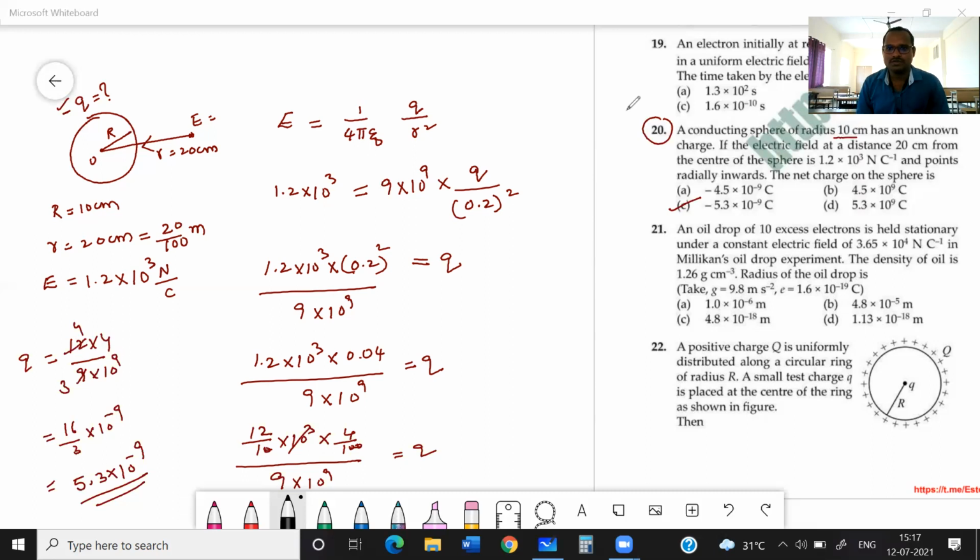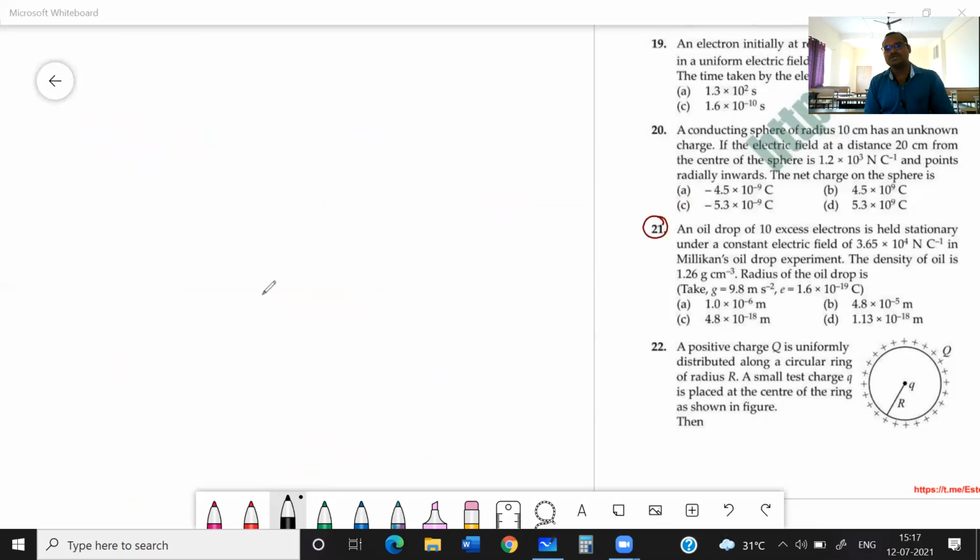Next, let us go to question number 21. See here in this question, they have given that an oil drop of 10 excess electrons is held stationary. This point is important. Under a constant electric field of 3.65 into 10 to the power of 4 Newton per Coulomb in Millikan's oil drop experiment. The density of the oil is given as 1.26 gram per centimeter cube. Radius of the drop is what we need to find. Here they have given to take the value of g as 9.8 meter per second square and the charge of electron as 1.6 into 10 to the power of minus 19 coulomb.